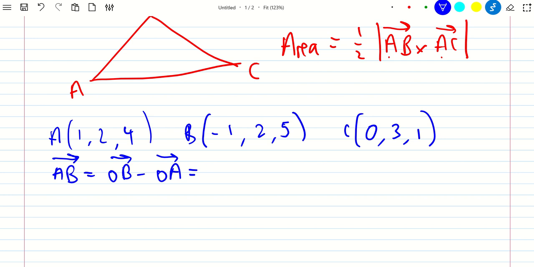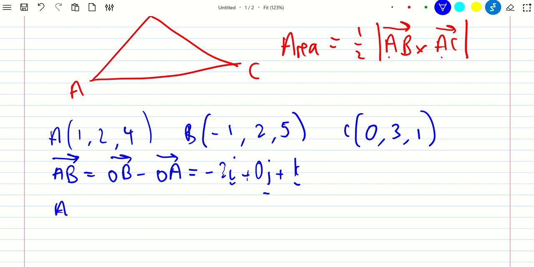So -1 take away 1, so it's going to be -2I. 2 take away 2, so I'll just put it in there as 0J. And because this is B take away A, 5 take away 4, so that'll be plus K. So there is my AB.